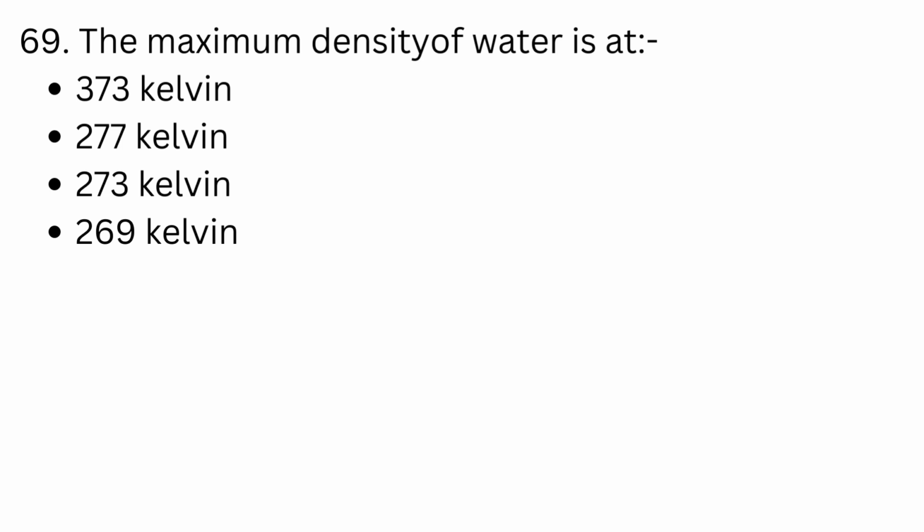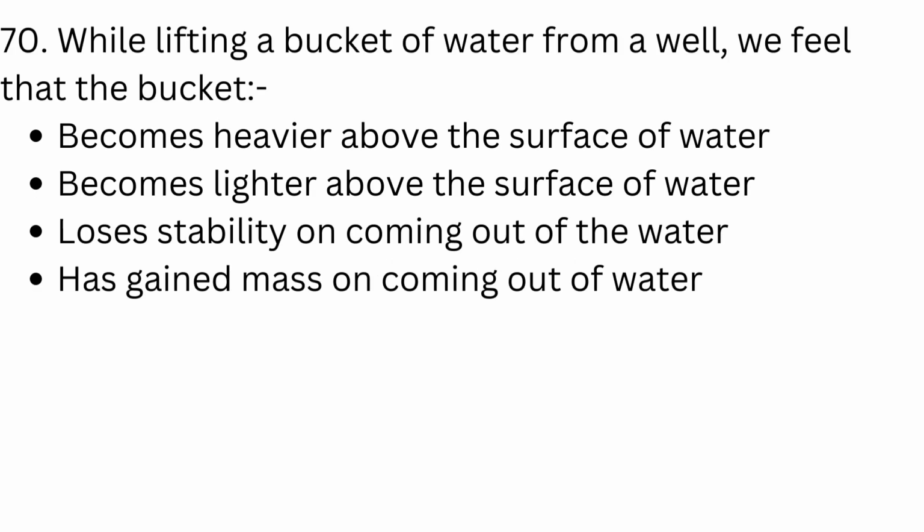The maximum density of water is at, options are 373 Kelvin, 277 Kelvin, 273 Kelvin, and 269 Kelvin. The right answer is 277 Kelvin, as it is similar to the last question. To convert Celsius into Kelvin, we add 273 to the Celsius value. So 4 plus 273 is 277.